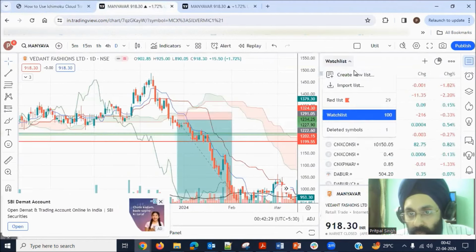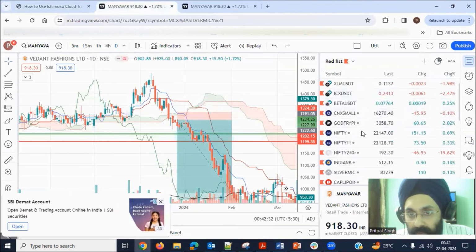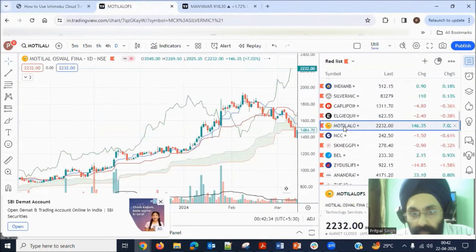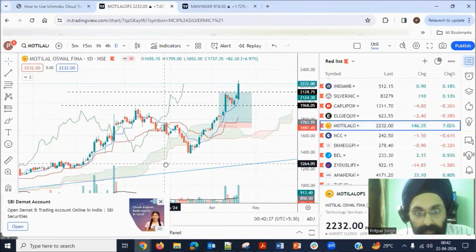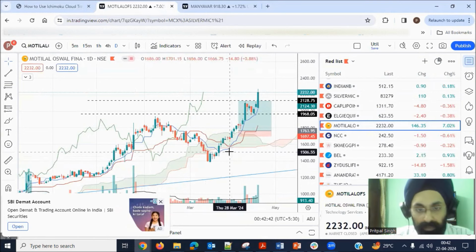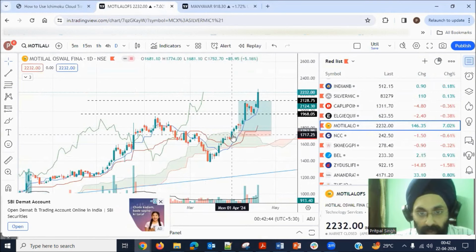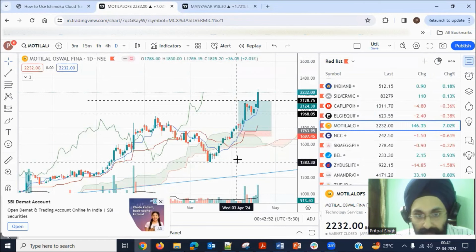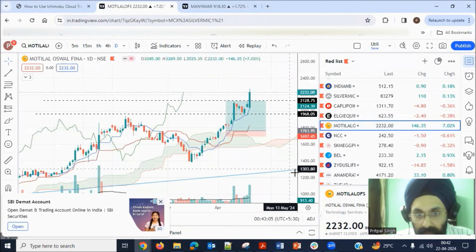I will use the chart of Motilal Oswal. I will show some other examples as well, but this is the same chart I used in the cloud breakout. In the previous video I showed that on 1st April, it crossed above the cloud. But if you see, just one day before, the Ichimoku bullish crossover happened. How? Let me zoom the chart.